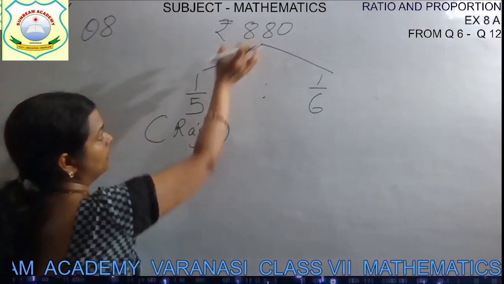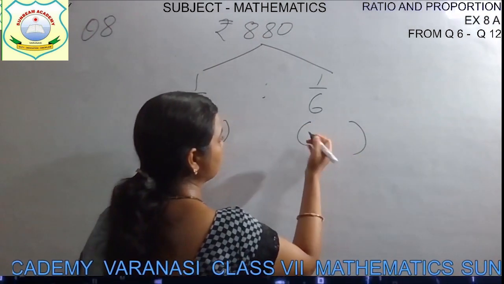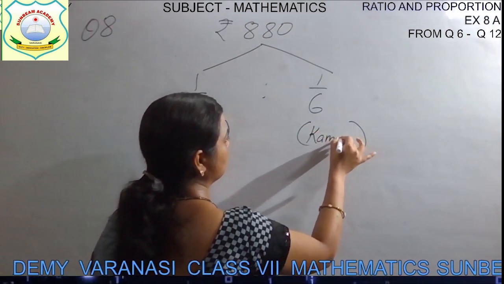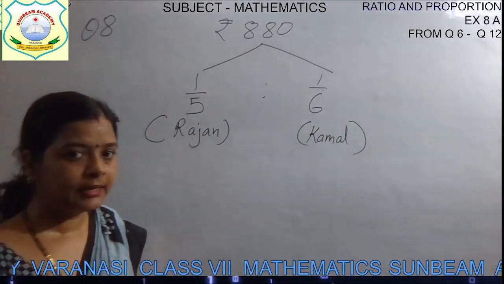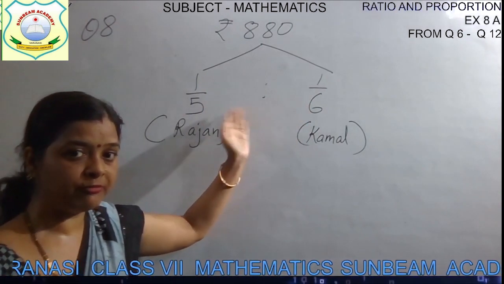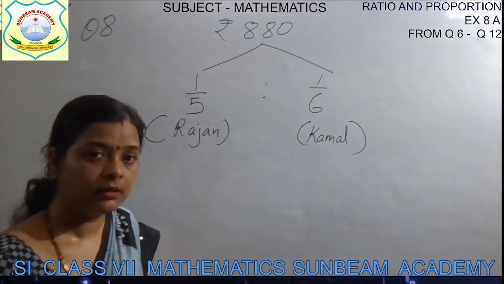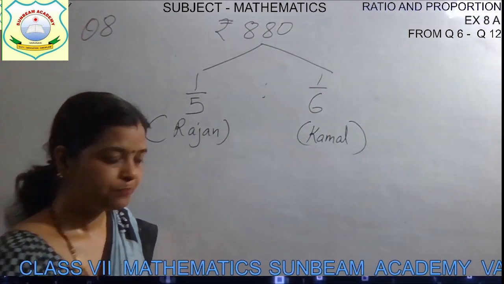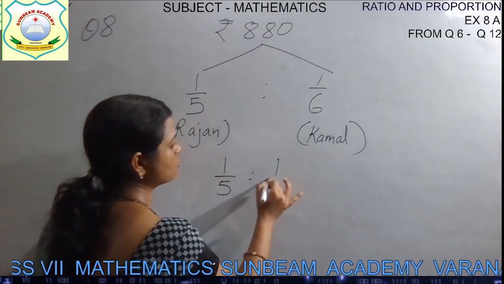Whatever money he will obtain out of 880, it belongs to Rajan, and this ratio belongs to Kamal. Okay. Now children, can we simplify it more? 1/5 is to 1/6. Can we simplify it more further? Yes. How? If the ratios were in fraction, what we used to do, children?